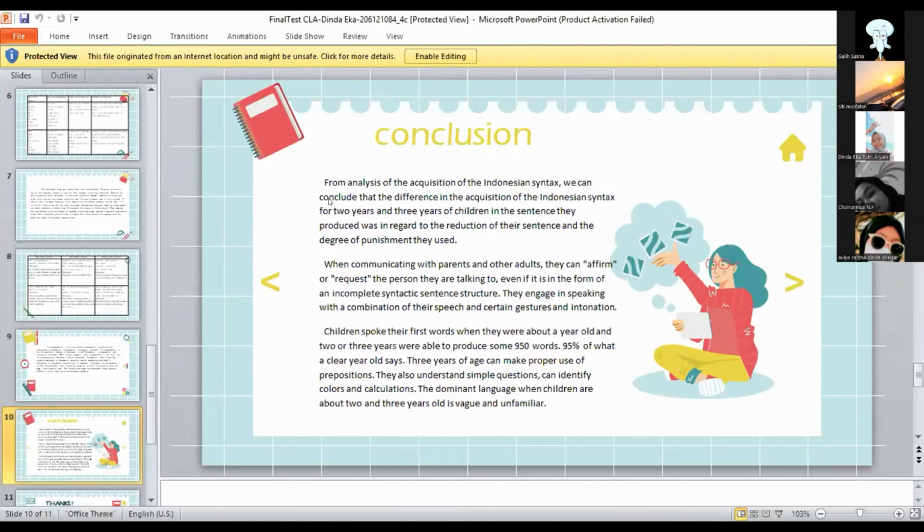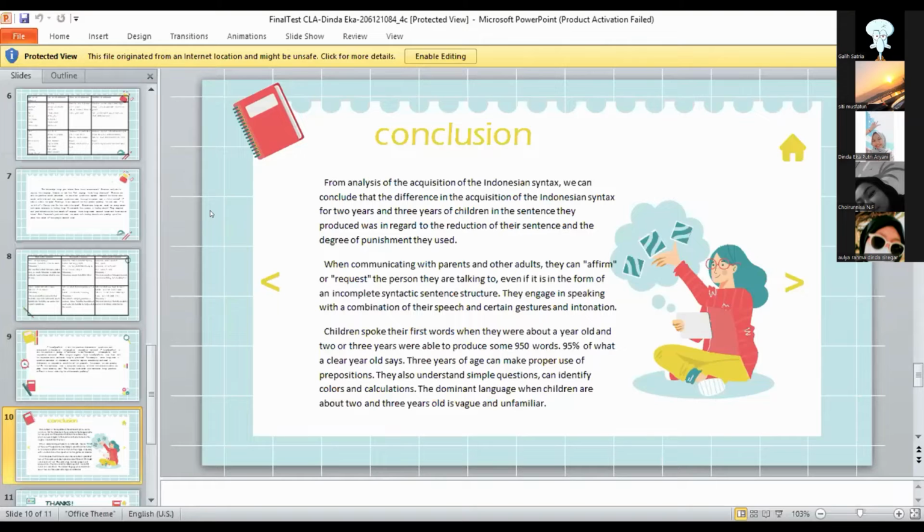Conclusion from the analysis of the acquisition of Indonesian syntax, we can conclude that the difference in the acquisition of Indonesian syntax for 2 years and 3 years old children in the sentences they produce was in regard to the reduction of their sentences and the degree of complexity they use. When communicating with parents and other adults, they can affirm or request the person they are talking to, even if it is in the form of an incomplete syntactic sentence structure. They engage in speaking with a combination of their speech and certain gestures and intonation.